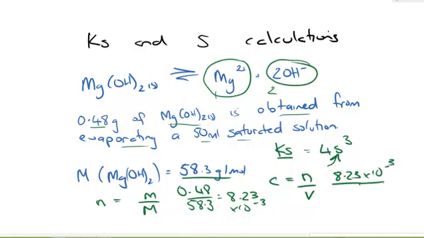Then you're going to divide through by the volume. Now the volume must be in litres, it's in mLs at the moment, so it's going to be 0.05. Okay, so 8.23 times 10 to the negative 3 divided by 0.05, and that equals 0.1646 moles per litre. Now, if I then cube that, and then times it by 4, that gives me a final answer that Ks equals 0.0178.